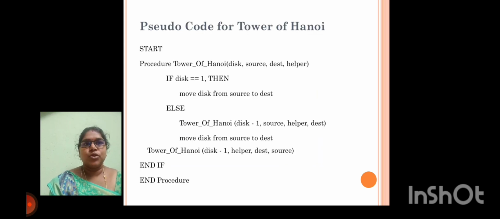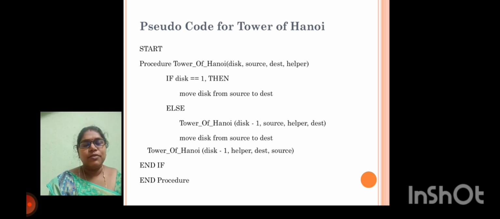So there is a pseudocode for the Towers of Hanoi problem. We are calling the function Towers of Hanoi with 4 arguments. The first one is disk, the second one is source, the third one is destination, and the last one is the helper peg. If there is only one disk in the peg, then we can directly move the disk from source to destination, no other condition. Otherwise, we need to call the function Towers of Hanoi.